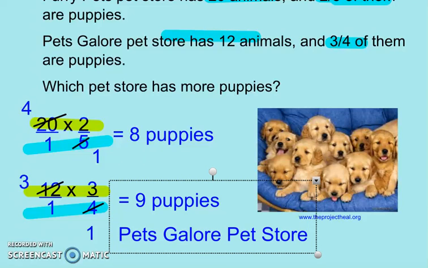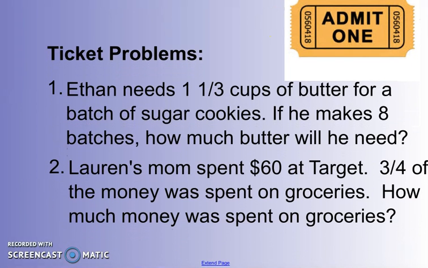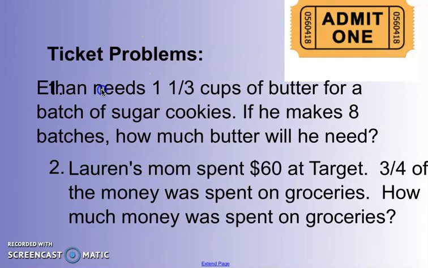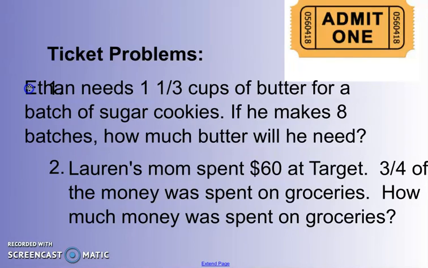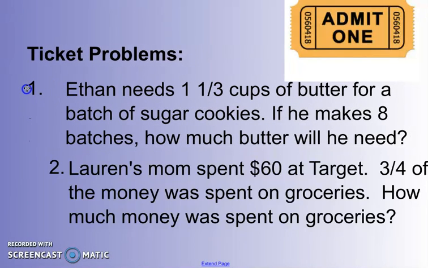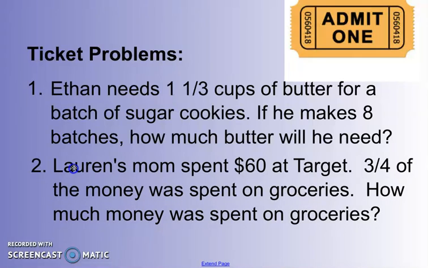Nice job. For your ticket problems, what I would like for you to do is to complete these 2 problems. One is about Ethan and using a recipe. He needs 1 1/3 cups of butter for a batch of sugar cookies. If he makes 8 batches, how much butter will he need? And then lastly, Lauren is spending money at Target. 3/4 of the money will go on groceries. How much is being spent on groceries?